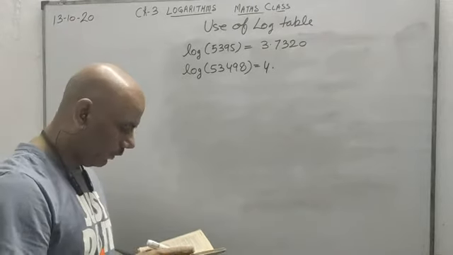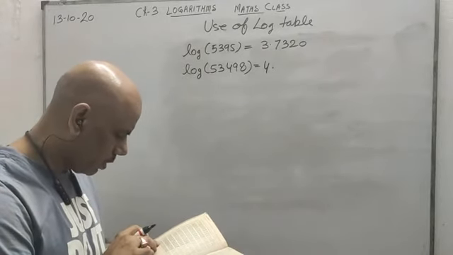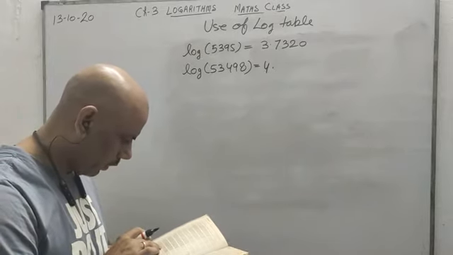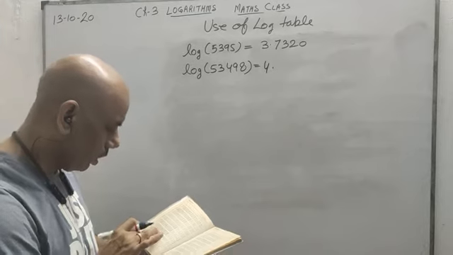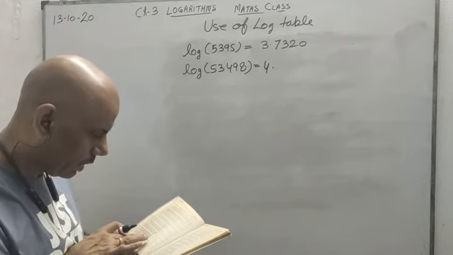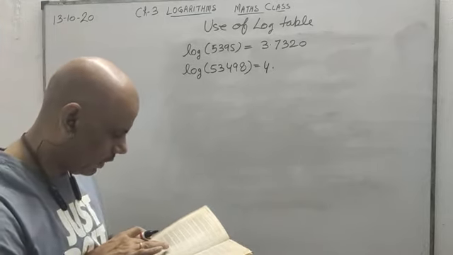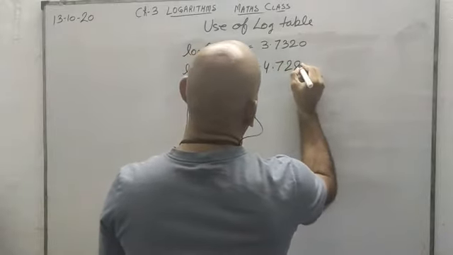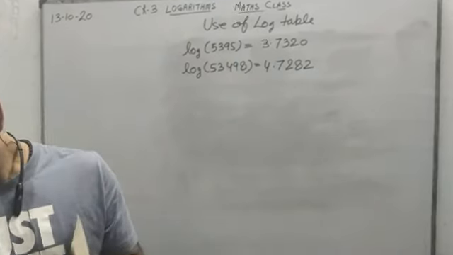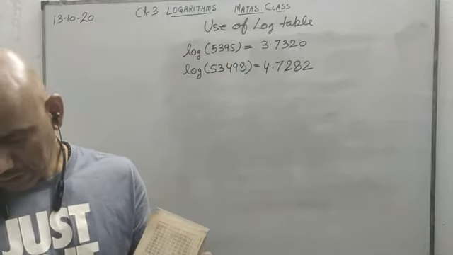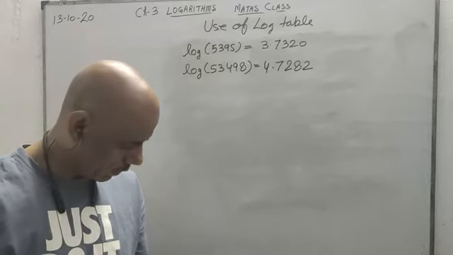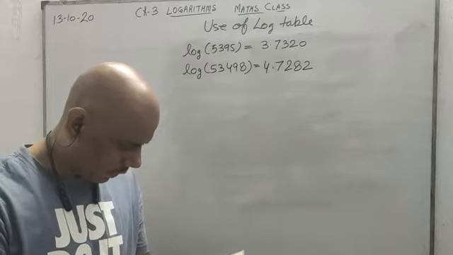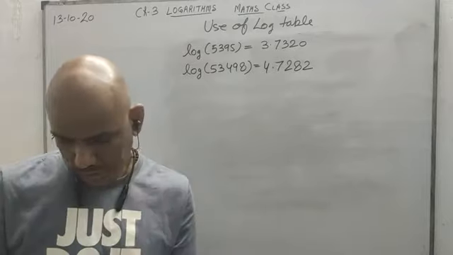Now what do I do? Row of 53, column of 4: 1, 2, 3, 4, 5, the column of 4 is 7275, and to 7275 I have to add the mean difference, giving 7282. So the value of 53498 is 7282. Why is there a difference of 1? 53, 1, 2, 3, 4, 5, and yes, it is 82 only.